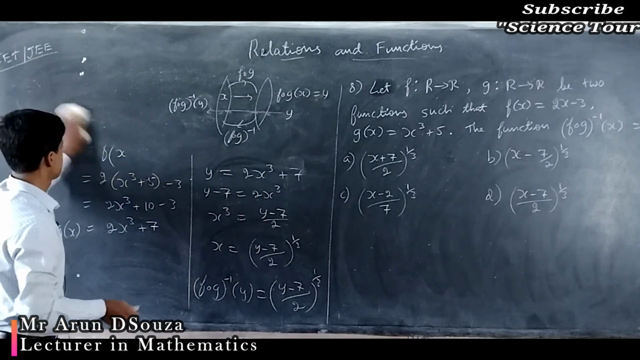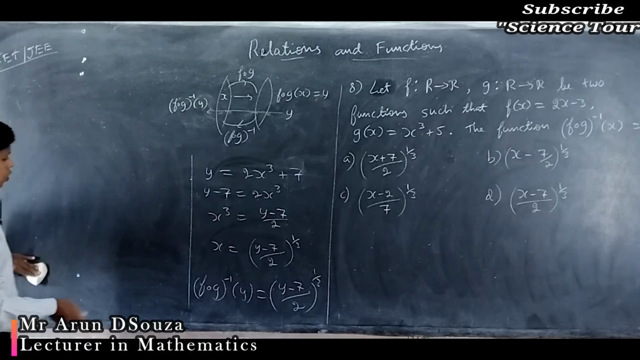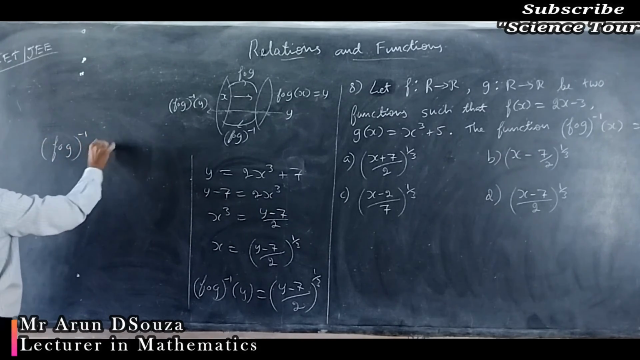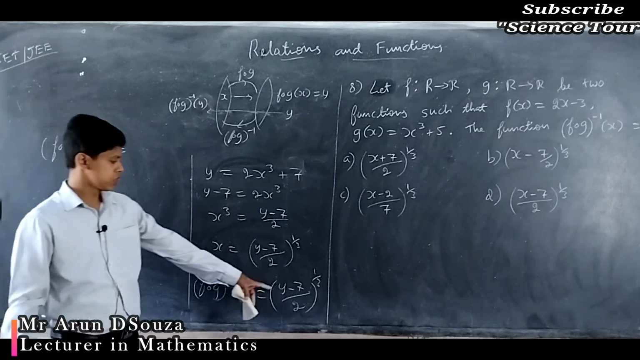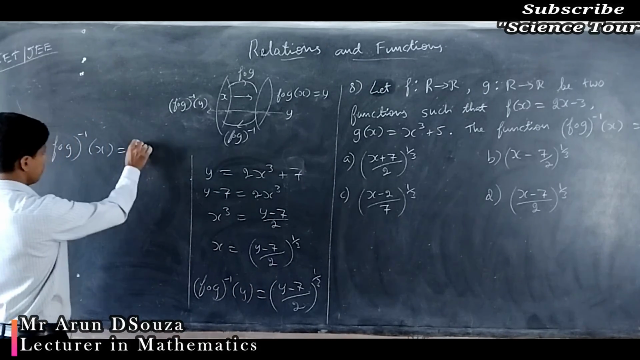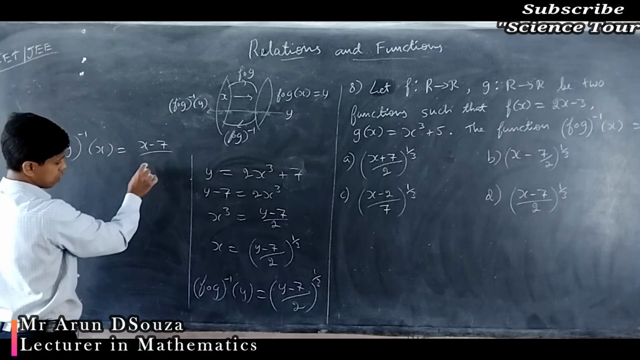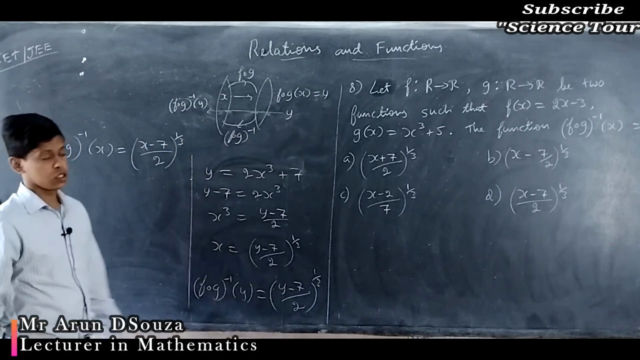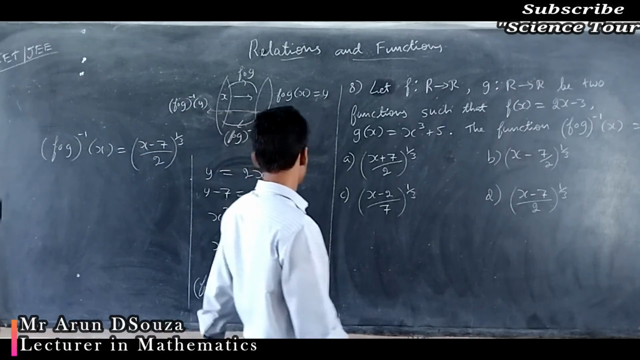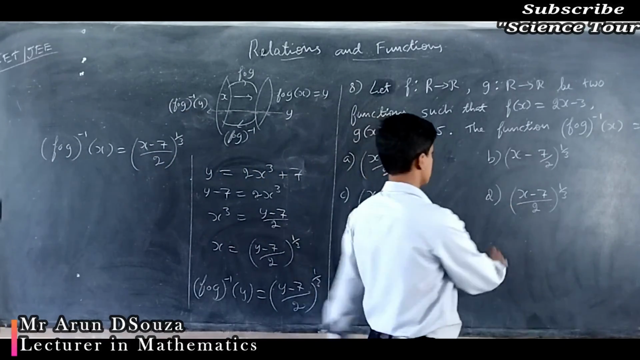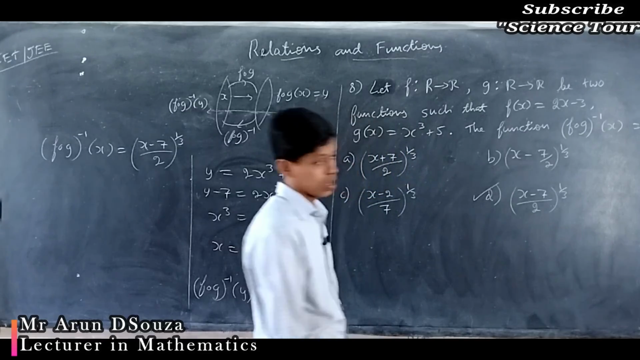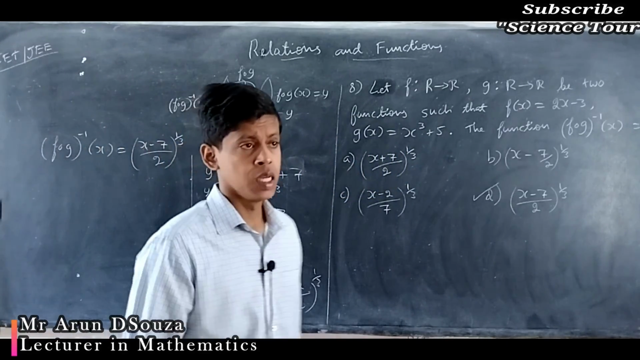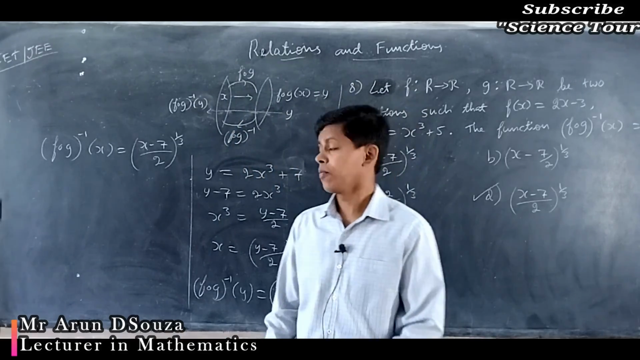Hence, what is FOG inverse of x? You just have to substitute x here, and that will be x minus 7 divided by 2 to the power 1 by 3. So which option? X minus 7 divided by 2 to the power 1 by 3, and that's option 4. That's the right answer.